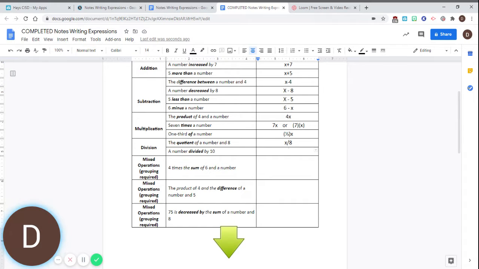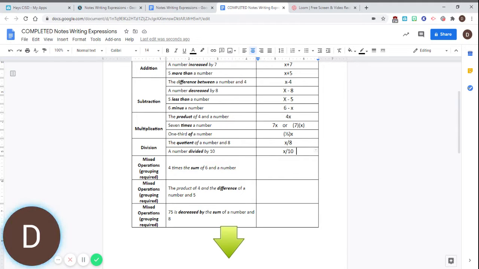A number is divided by 10. Okay, another way of saying this exact same thing. A number, so x, is divided by, so we're just going to use that little slash, 10. A number is divided by 10. Okay, so that's another way to write that. Same idea. Just the number over your denominator: numerator, denominator.